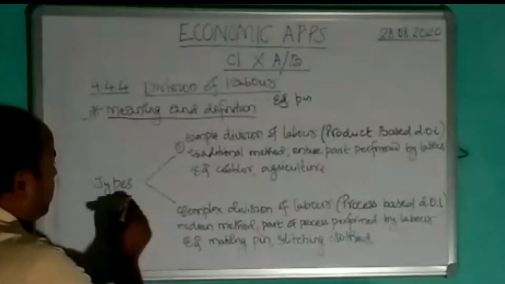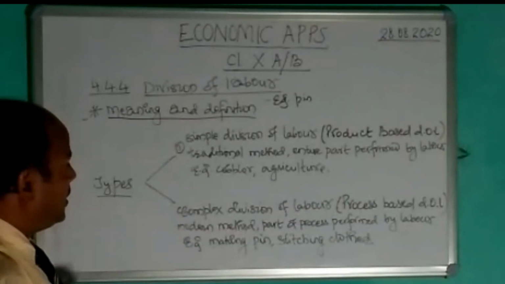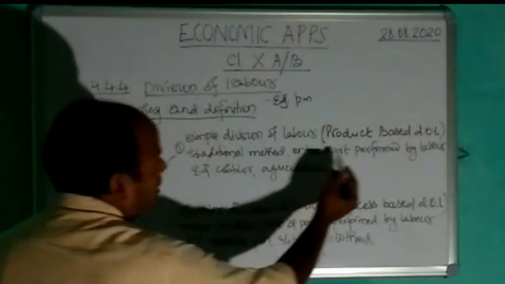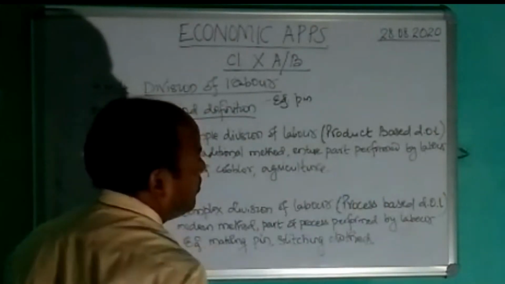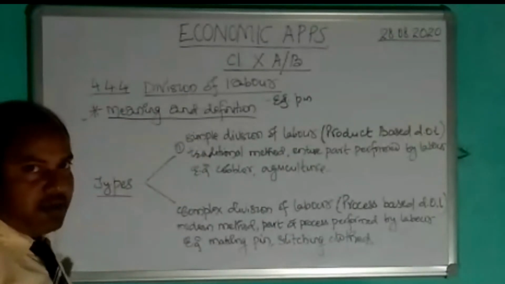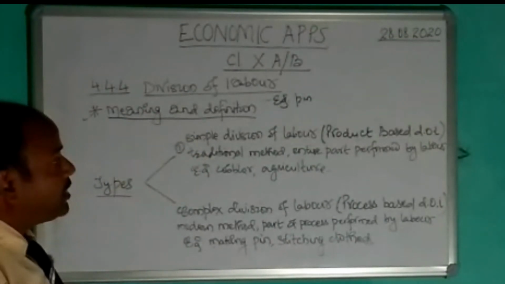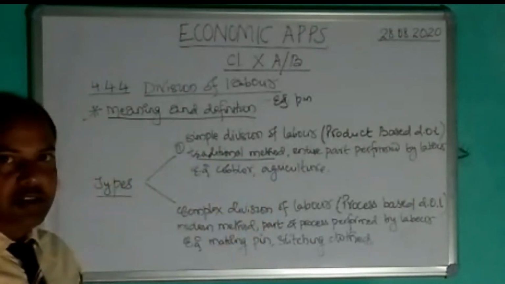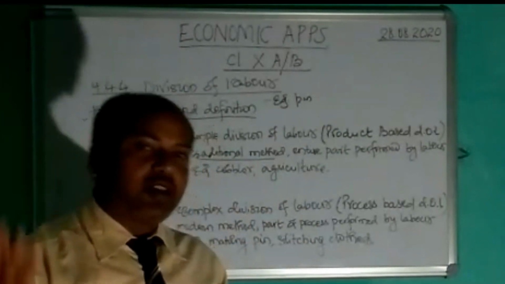It is of two types. First is the simple division of labor, and then the complex division of labor. The first is simple division of labor. This is also called product-based division of labor. Why it is a product-based division of labor, I will explain to you. First, the simple division of labor is a traditional method. Traditional method means it was done in the past.